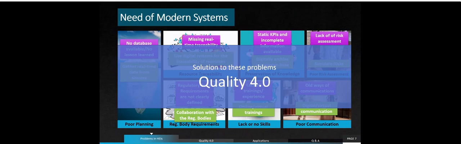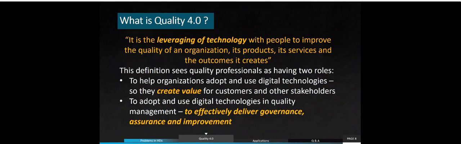The second thing is to effectively deliver the governance. And if we talk about quality 4.0 for higher education, it is very important to use these tools effectively.